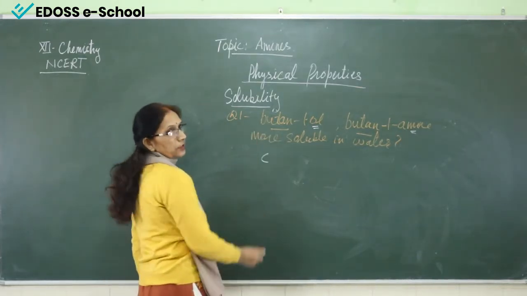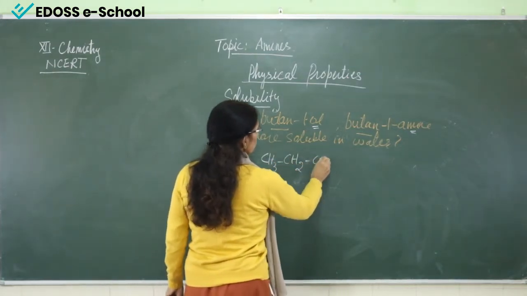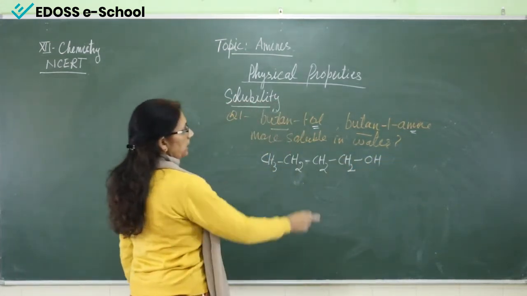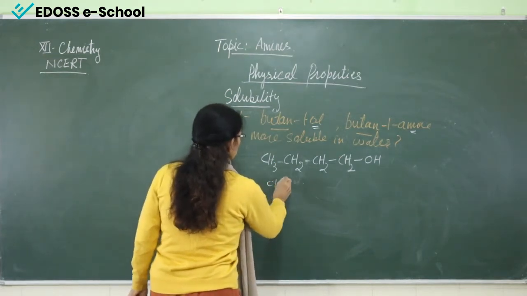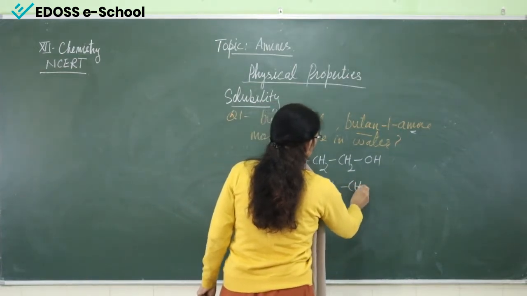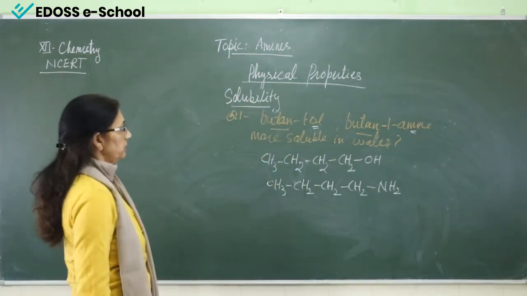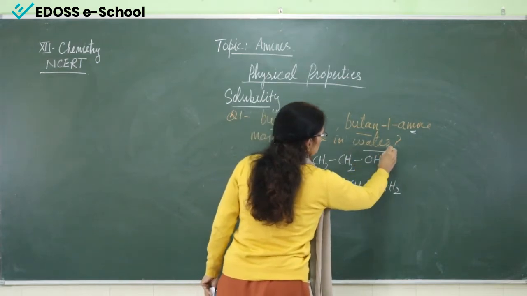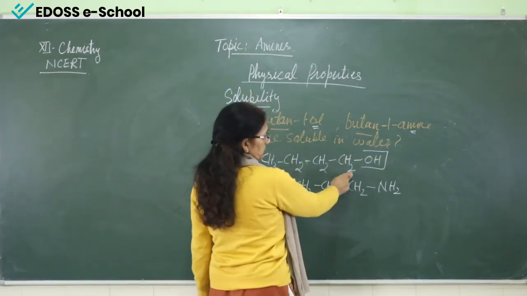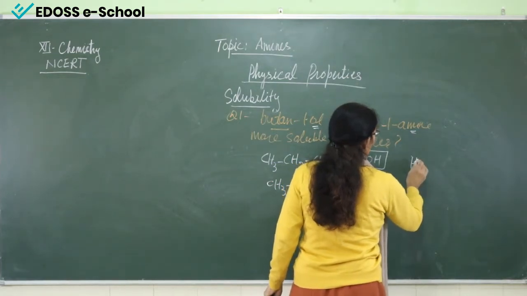Butane means it is having 4 carbons. So this is CH3, CH2, CH2, CH2 and OH. And butane-1-amine means this is CH3, CH2, CH2, CH2 and NH2. Now which is more soluble in water? Now we can see this alcohol is having OH, oxygen. So the oxygen of this alcohol makes hydrogen bond with water molecules.